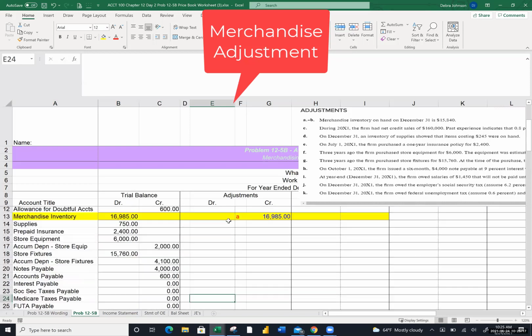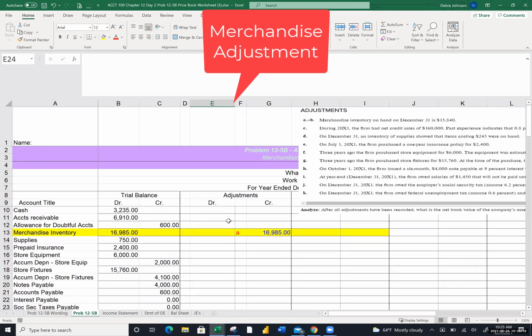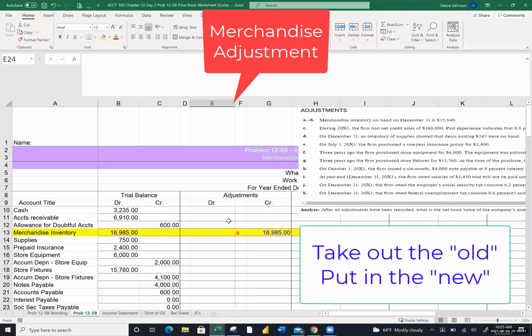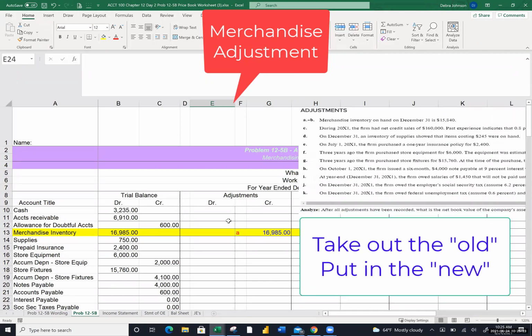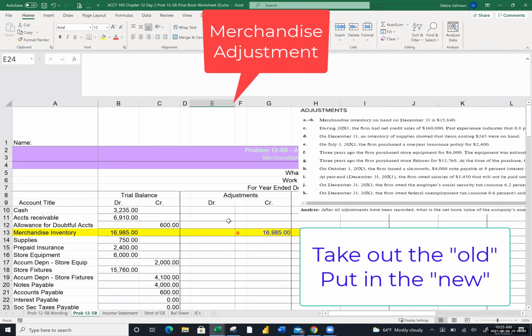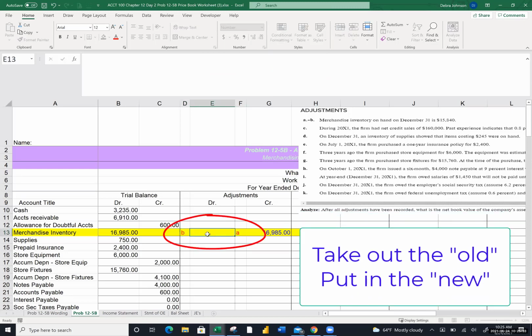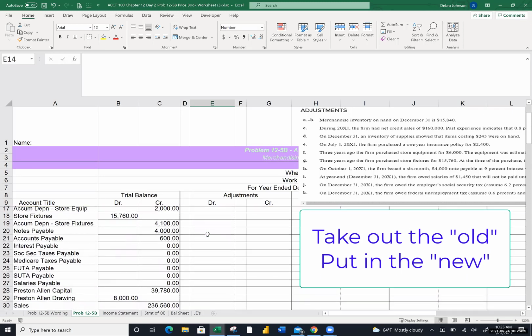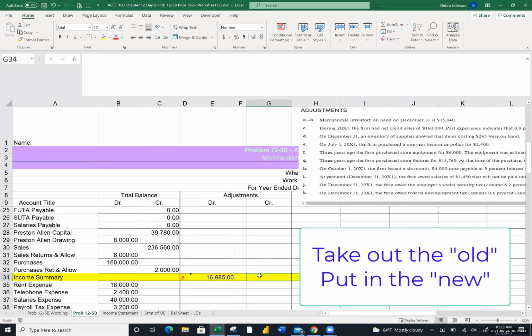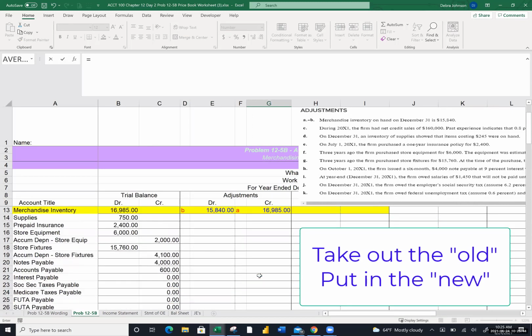So we are halfway done with that. We took out the old, it's zero. If you were to do a little T account for inventory right now, there'd be a zero in it. And now we want to put that new inventory back in, 15,840. And I'm going to go down to income summary and write in that same number, 15,840.